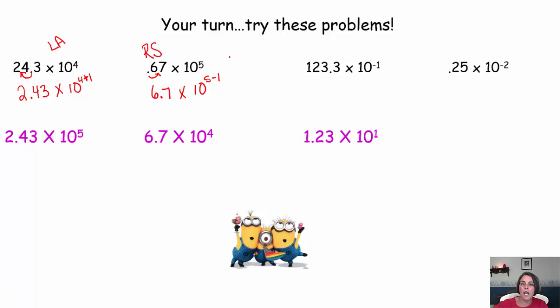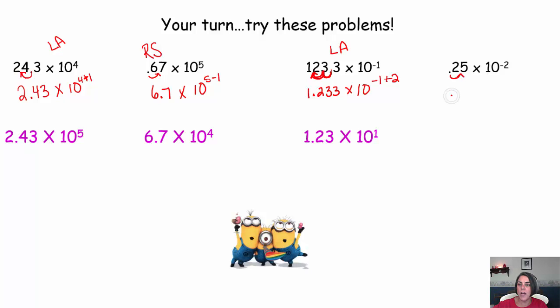Again, this one, I'm going to move left so that my first factor can be between 1 and 10. And if I'm going to go left, LA, left add, so that's 10 to the negative 1 plus, how many places did I move? I moved 1, 2 places. And guess what negative 1 plus 2 is? That's a positive 1.